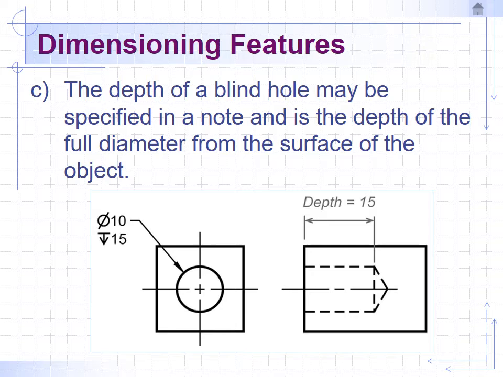We'll be looking at different kinds of drilled holes. If the hole doesn't go all the way through the body of the object, then it's blind, or as it's called, a blind hole.